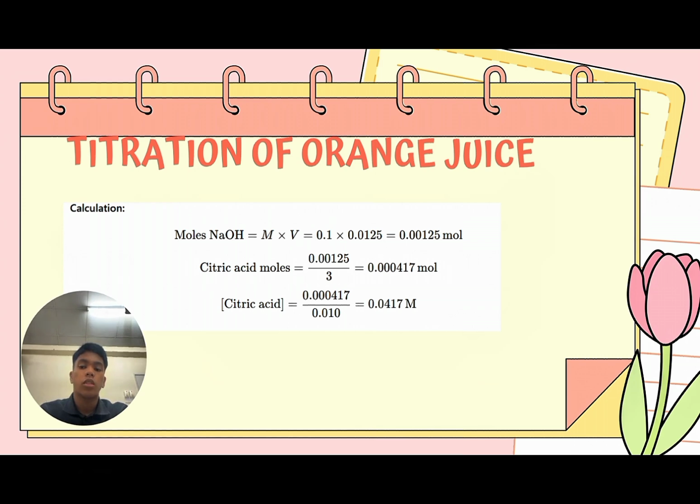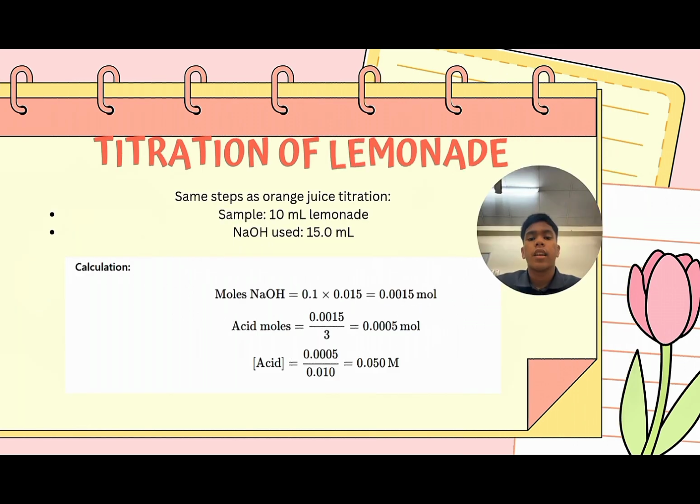To find the concentration, we divide by the volume of the orange juice in liters, which is 0.10, and that gives us a citric acid concentration of 0.0417 molar. Next, we titrate lemonade using the same method as before. We use 10 ml of lemonade and add phenolphthalein. The titration was done with NaOH, and this time we use 15 ml of NaOH to reach the endpoint.